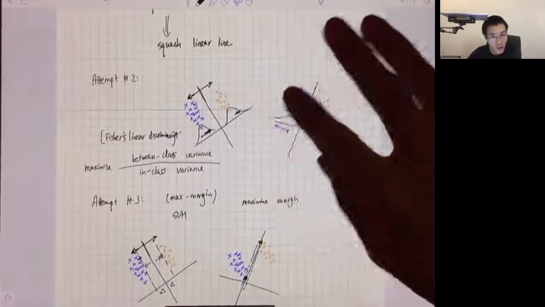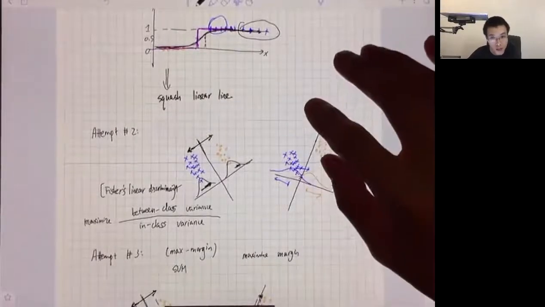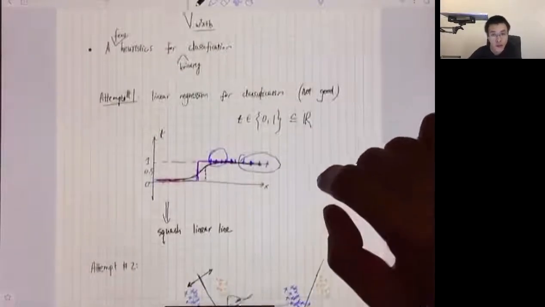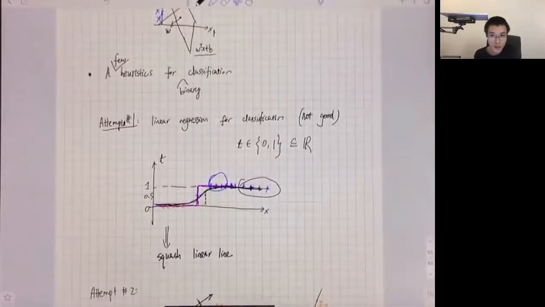So these are some of the heuristics for solving linear classification problems. But in the next few lectures, I'm going to present probabilistic modeling for linear classification.